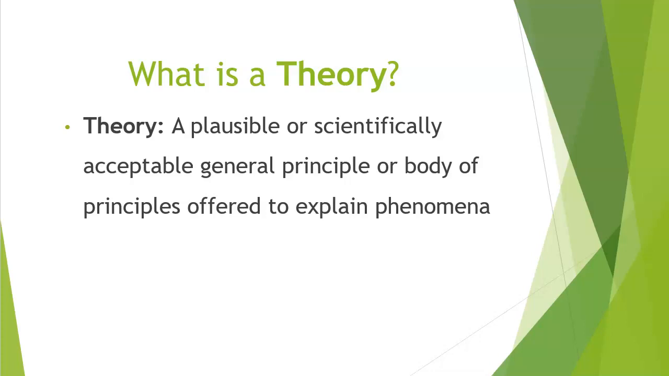After we do the scientific process, we usually end up with a theory. So what is a theory? A theory is a plausible or scientifically accepted general principle or body of principles that offer an explanation to a phenomenon. So pretty much what that means is after the scientific process, you had your question, you formed a hypothesis, you gathered data, you analyzed the data, and you ended up with an answer. Now, once you have that answer, then you can turn that answer into, say, a theory.